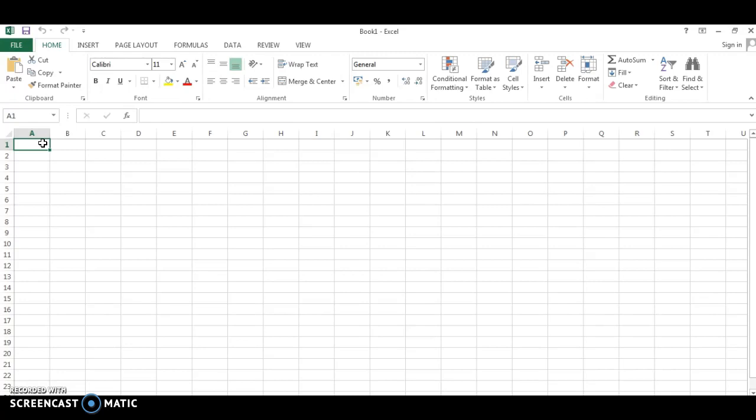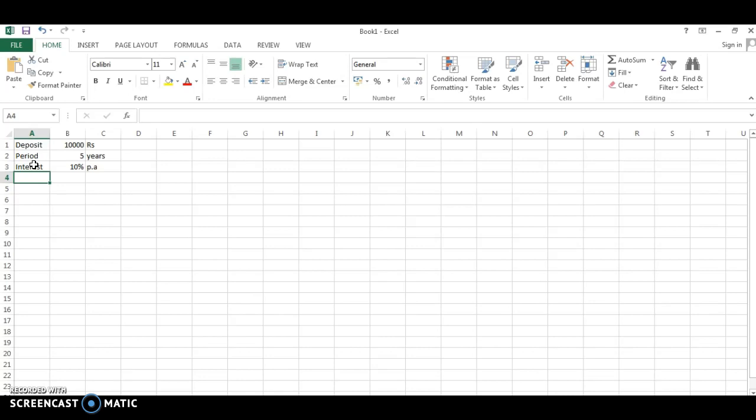So amount deposit is 10,000 in terms of rupees, and period is for 5 years, 5 in terms of years, and interest, in terms of interest rate, say for example 10% per annum.